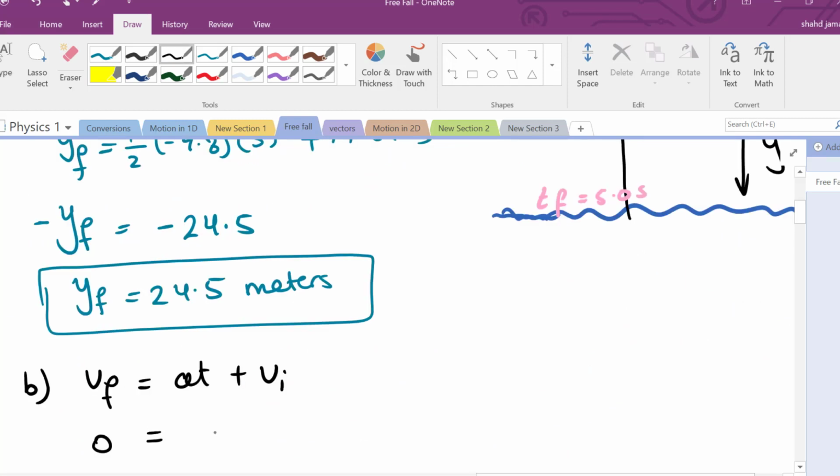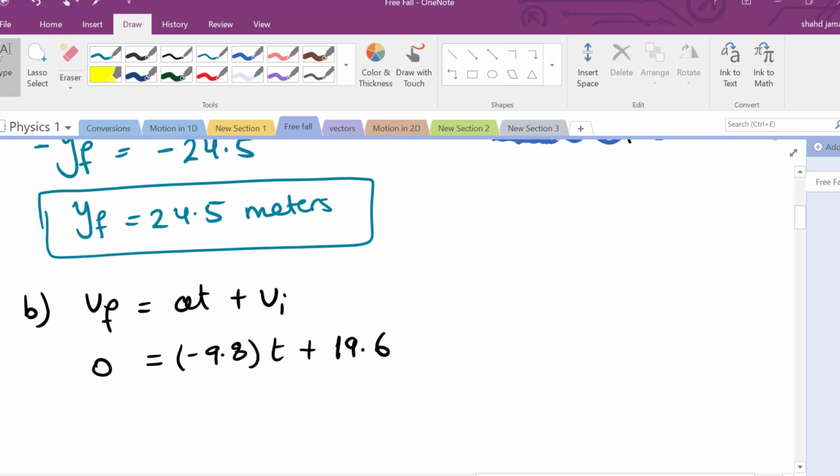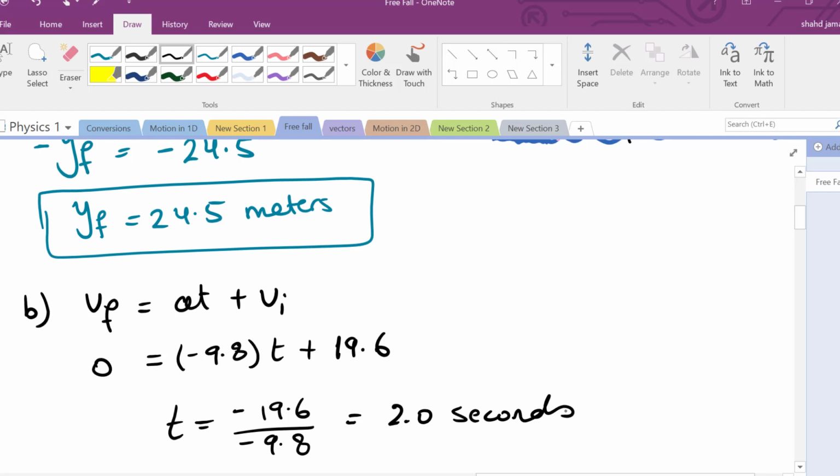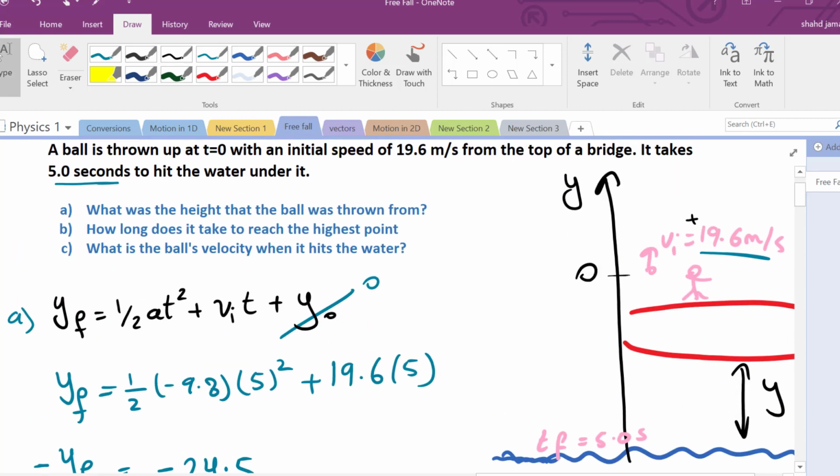The acceleration remains constant in free fall. It's still negative 9.8, and the time is what we're trying to find, plus the initial speed given in the problem, which is 19.6. Once you calculate this, you will get the time as minus 19.6 divided by minus 9.8, which is exactly 2.0 seconds. So this is how long the ball takes to reach the highest point of its flight, like let's say over here.